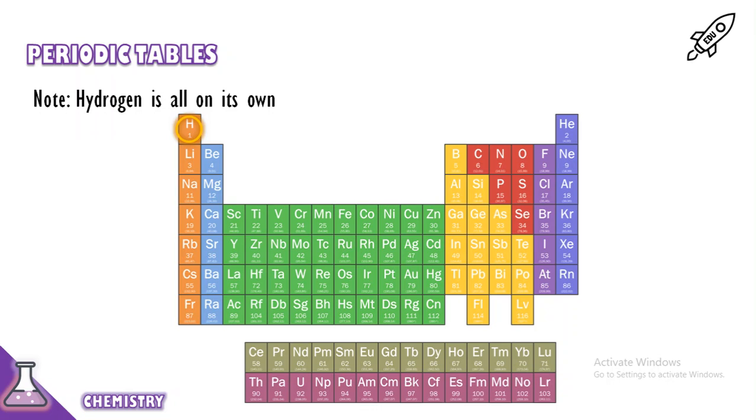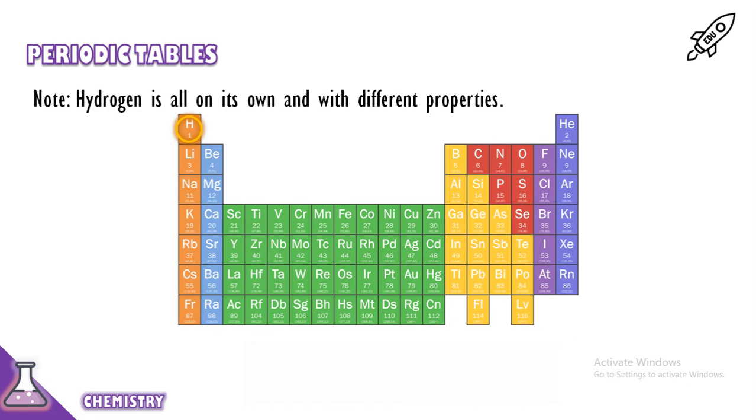So we don't need to put it in group 1, although it has one electron in its single shell, and it has totally different properties from the group 1 metals. So that doesn't count as a group 1 metal. Okay, so metals are on the left, and hydrogen has different properties.